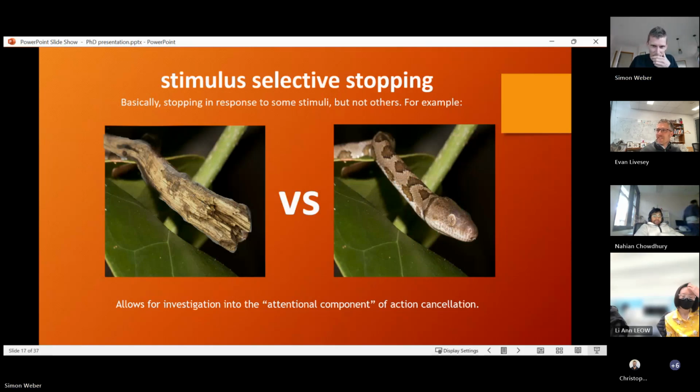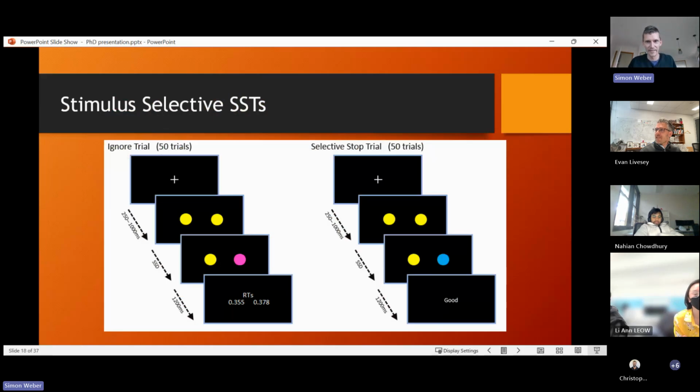In terms of instantiating this in a task, you've still got your go trials on the majority of the task, so that's not pictured here. And then you've got your stop trials with one type of stimulus and your ignore trials with a different type. Here we used different colors of circle, but there are lots of different ways that you could do this.